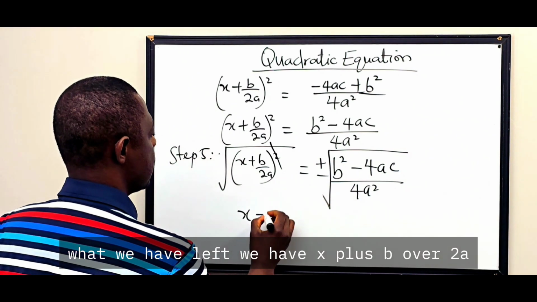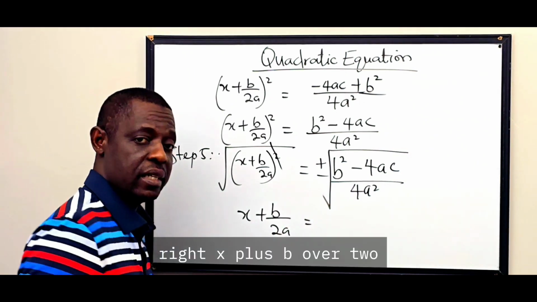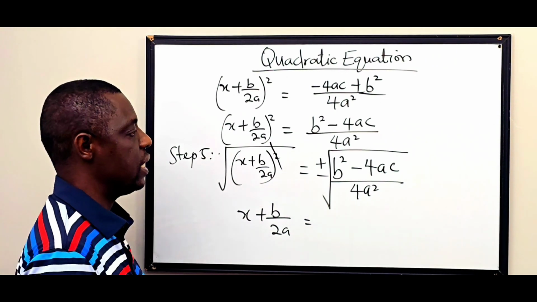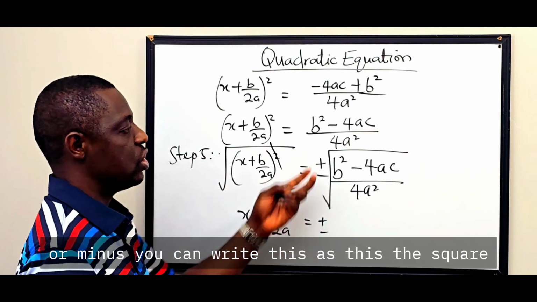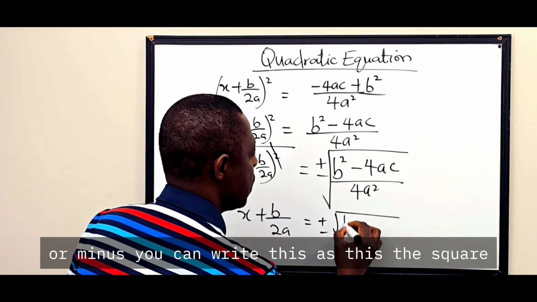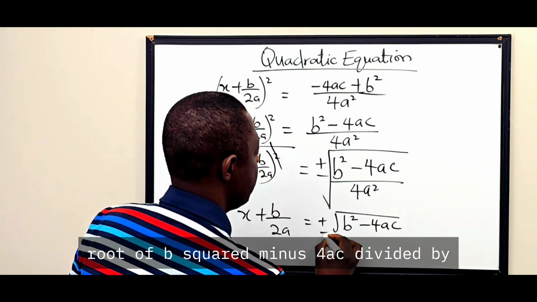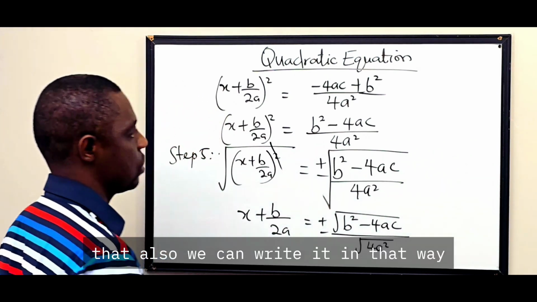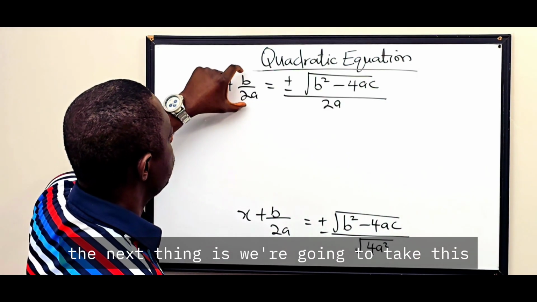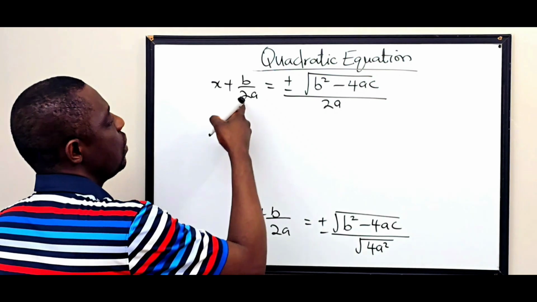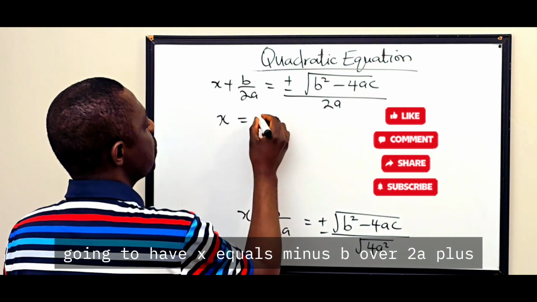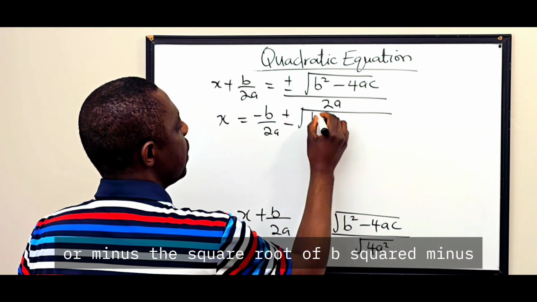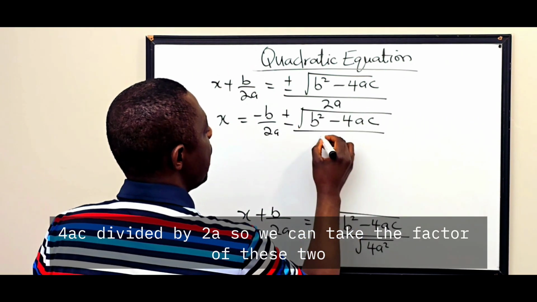The next thing is that the square root cancels out the square. What do we have left? We have x plus b over 2a, because the square root cancels out the square. We're going to have x plus b over 2a equals plus or minus. You can write this as the square root of b squared minus 4ac divided by the square root of 4a squared. We can write it in that way also. The next thing is we take this to the other side. So we're going to have x equals minus b over 2a plus or minus the square root of b squared minus 4ac divided by 2a.